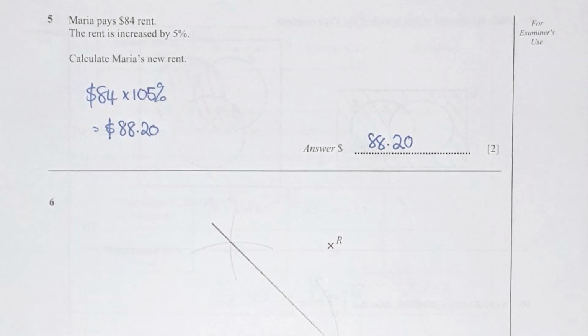Question 5. So 84 as a rent and increased by 5%. The 84 here is actually the original amount, and you're required to find the price after it increases. So you are required to take 84 times 105% equals 88.2.